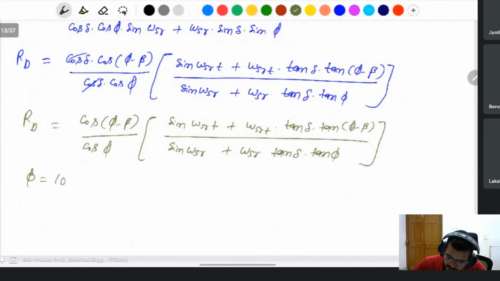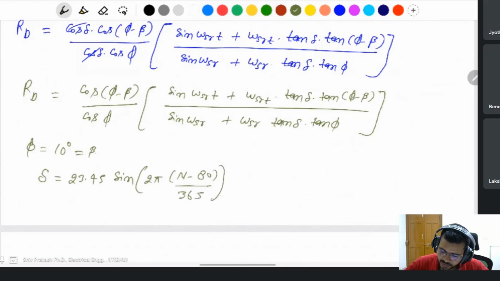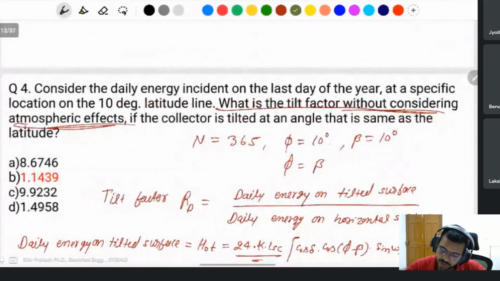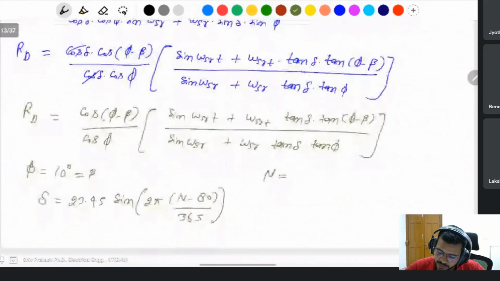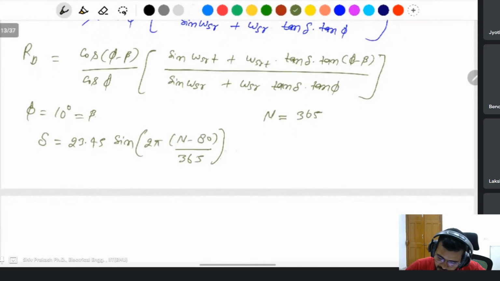Phi is given as the 10 degree latitude angle, same as beta, and delta is not given. You can calculate delta by a formula: 23.45 sine of 2 pi into n minus 80 divided by 365. N is the number of the day, which is given as the last day of the year. It means 365. Then you can calculate the delta angle from here.